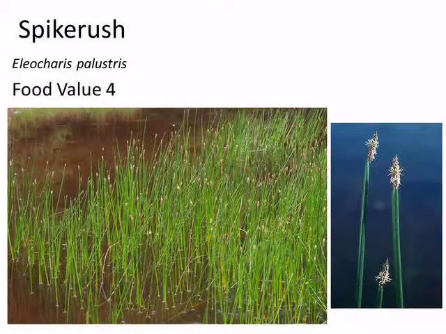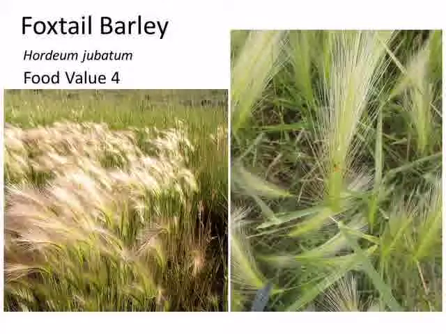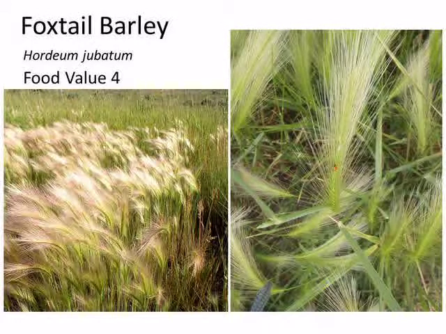Spikerush has very tiny seeds. I think those small seeds are really what teal are going for. It's good food for some of the smaller species that prefer the smaller waterfowl foods, the smaller seeds. Foxtail barley, a lot of you might recognize that from the wispy seed heads.